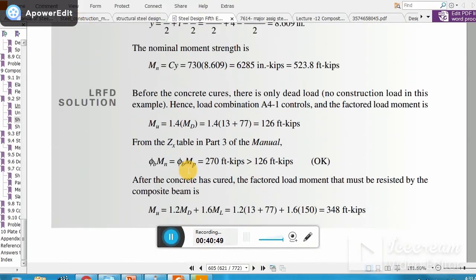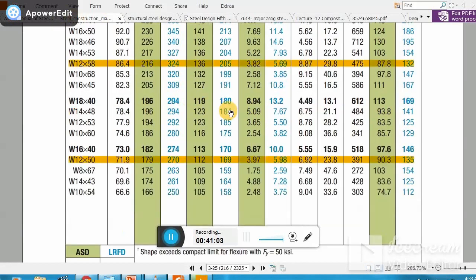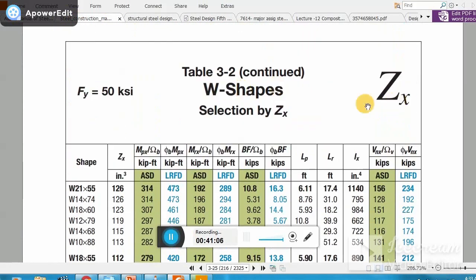Okay. Now that is 270 foot-kips converted, so that is basically more than 125. Remember, one important question is why we are using this table. Because this table is just only for a girder, not for a composite section.